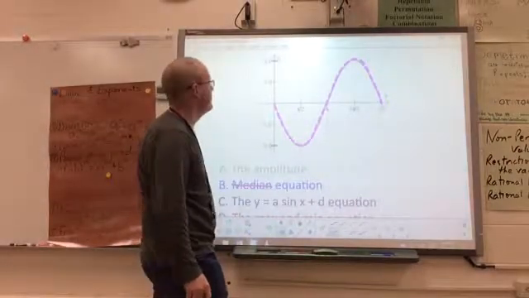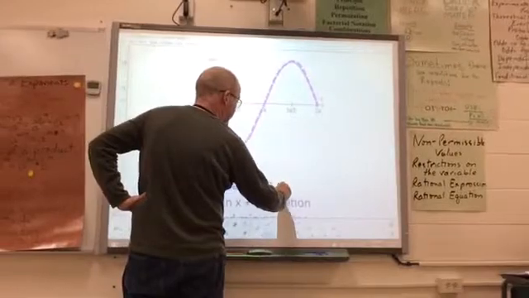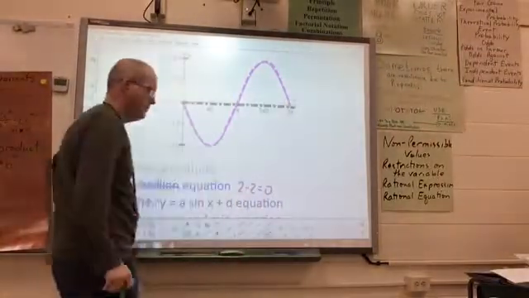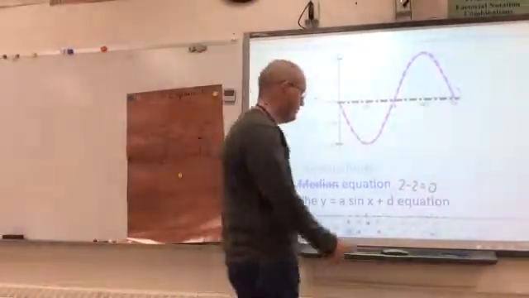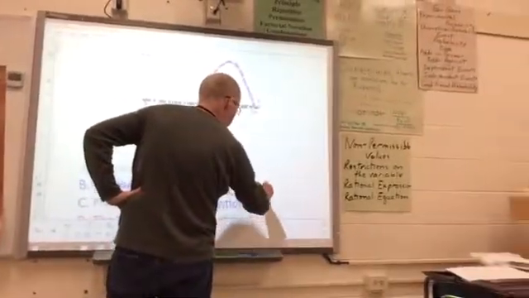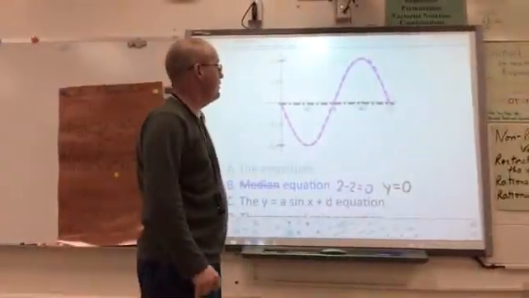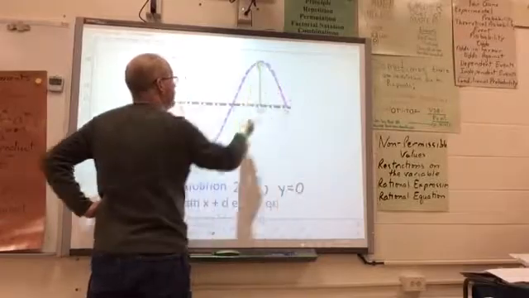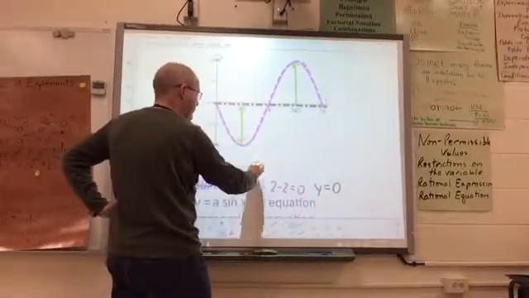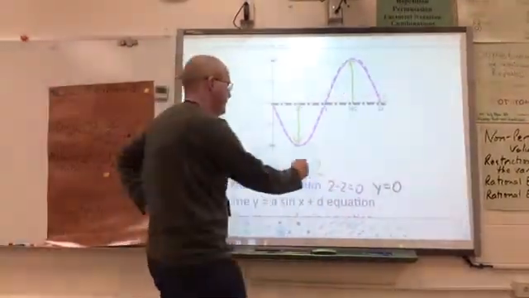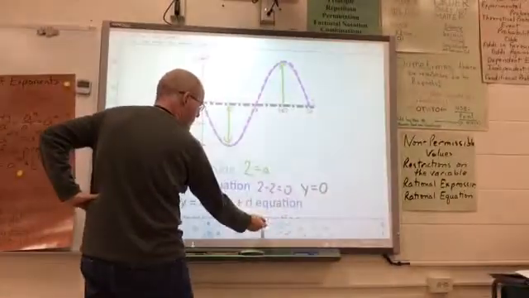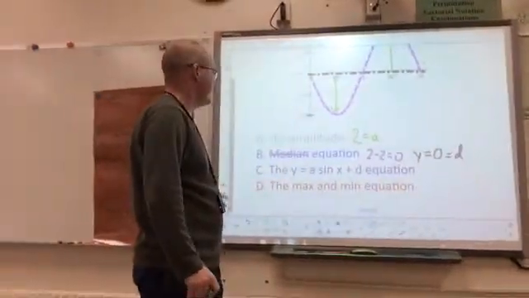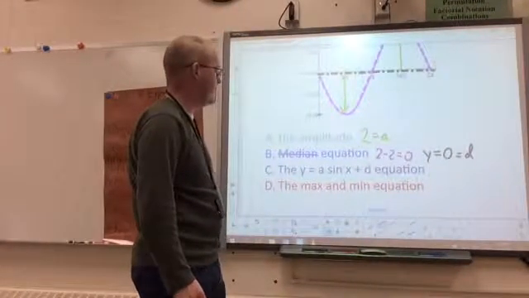Where's the middle? 2 minus 2 is 0. So the middle is right here, or y equals 0. The amplitude from the middle to the top is 2. The middle to the bottom is 2, so the amplitude is 2. That's A. That's D. So what is the y equals a sine x plus d equation?